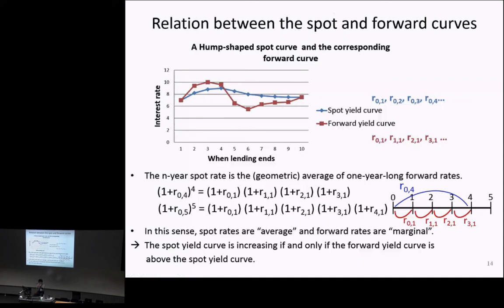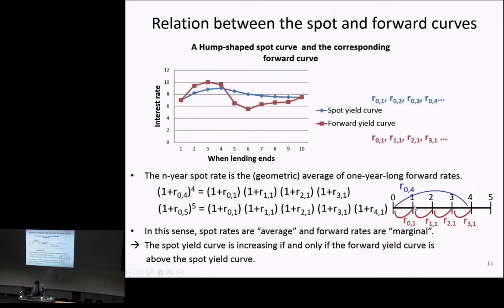To understand this relationship, we should understand that the spot interest rate is actually the average value, and the forward interest rate is actually the marginal value. Okay, let me explain this. This is a little tricky. Think about a 4-year spot interest rate. The 4-year spot interest rate is actually the geometric average of a sequence of 1-year-long forward interest rates.